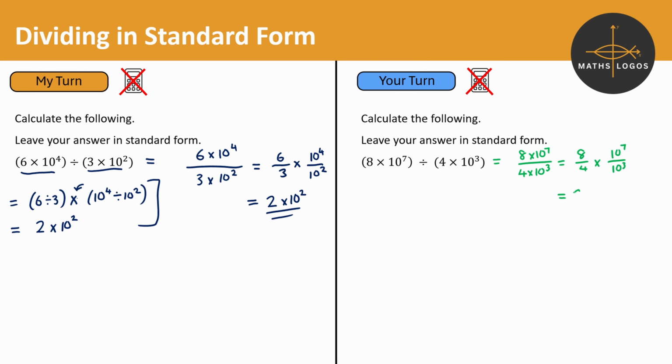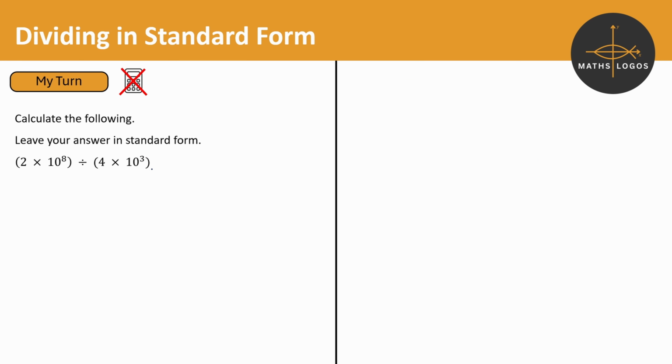8 over 4 is 2. 10 to the power of 7 divided by 10 to the power of 3 is 10 to the power of 4. I just subtracted my indices there. Always check if it's in standard form because it has asked for that. That number is in standard form. Okay, let's give our next example a go.